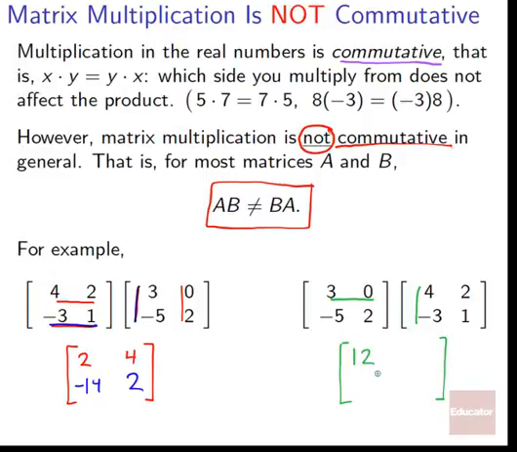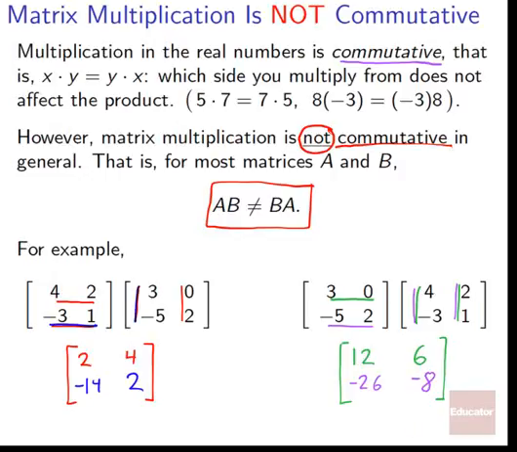However, let's get a sense for just how different they are. Let's look at the rest of this thing. So 3, 0, first row on the second column now, 3, 0 on 2, 1. 3 times 2 gets a 6, 0 times 1 gets a 0, so 6. Negative 5, 2 on 4, negative 3: negative 5 times 4 is negative 20, 2 times negative 3 is negative 6, so negative 26. Negative 5, 2 on 2, 1: negative 10 plus 2 gets us negative 8.